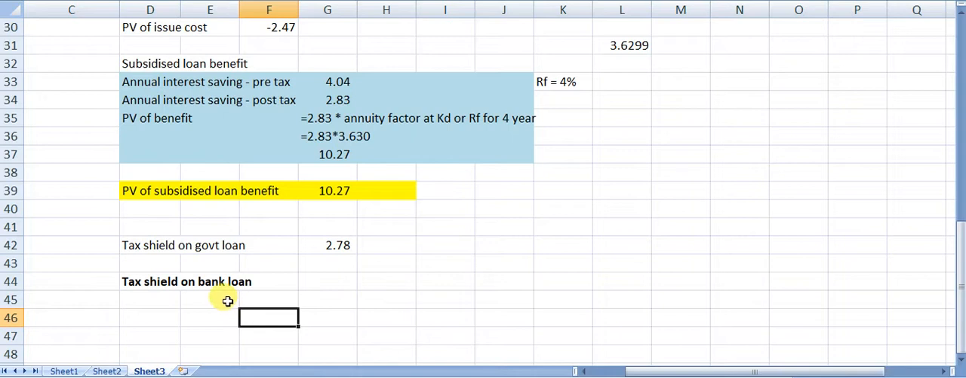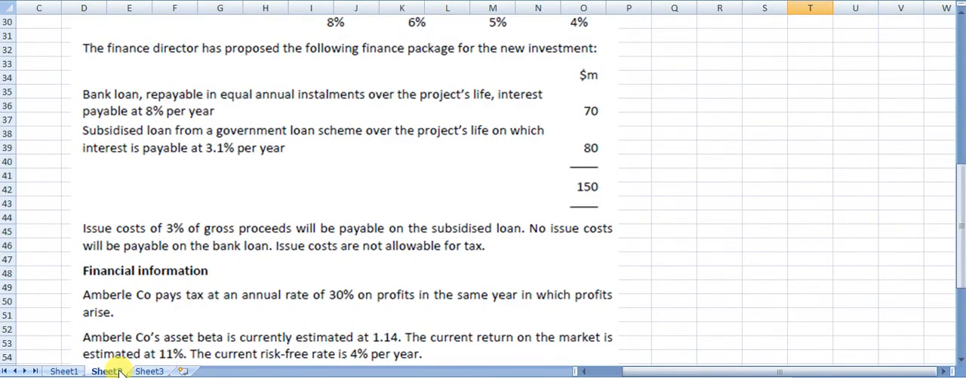You are not paying the same interest. So let's find that. Look at this carefully. Loan amount 70 million. Interest rate. What was the bank loan interest rate? 8%.